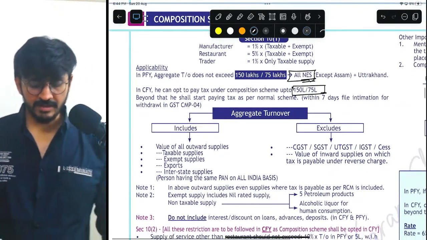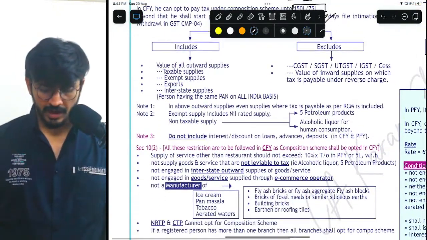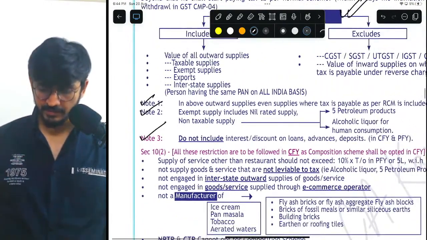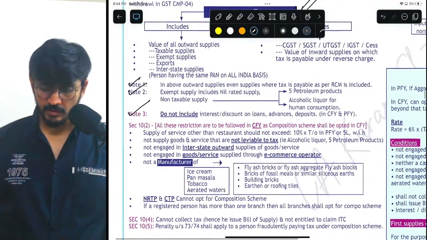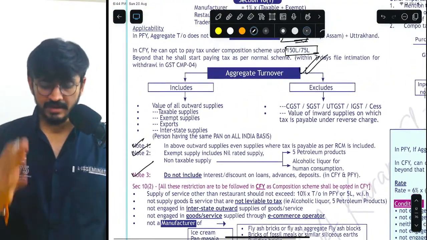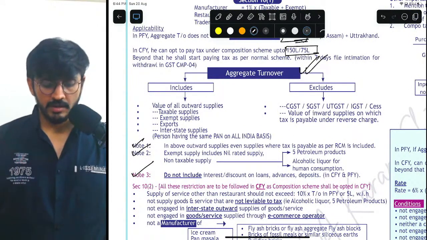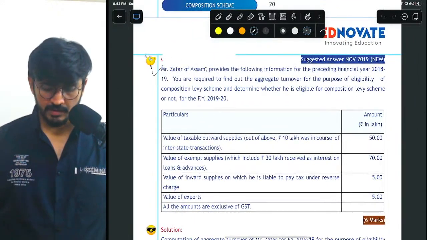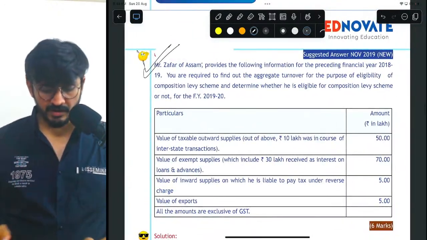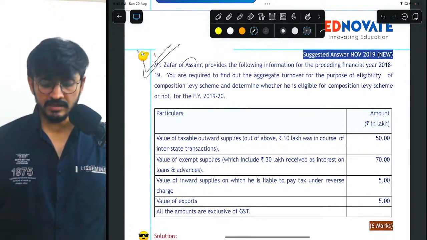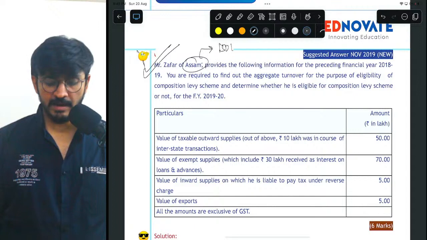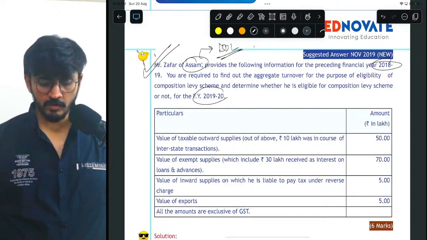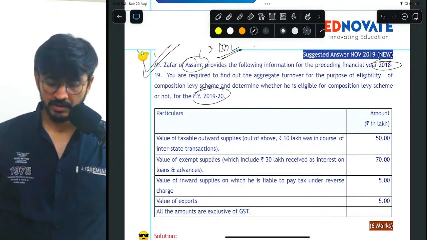Okay. Next is, my dear friends, we are done with aggregate turnover, and I have also taken care of all the three notes that I have mentioned here. I hope you all are marking the same. Now that, my dear friends, is a classic example of aggregate turnover. If you really want to, you can definitely solve this sum. Mr. Zafar of Assam. The first thing you will think is, if there is Assam, then I know 150 lakh is applicable to him. The turnover of 1819 is given, and you are supposed to find out whether he can take the composition scheme in 1920 or not. Let's see.